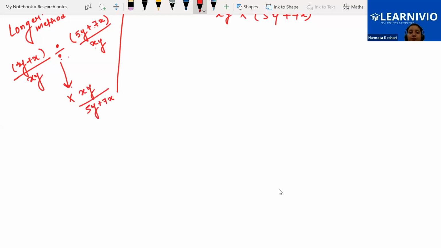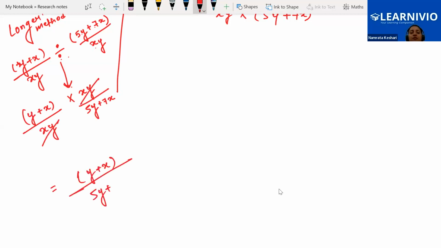The first fraction will remain as it is. Now we can see if anything is cancelable, cancel it out, and write our final answer as y plus x, or x plus y, in the numerator, by 5y plus 7x. Is it clear, Junai? Yeah. That's one. This is the longer method, the actual method.